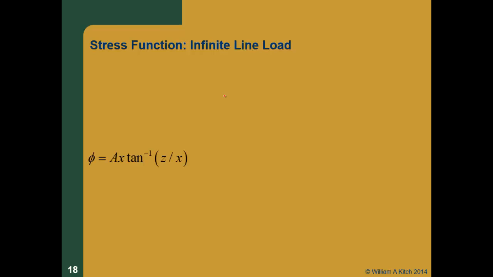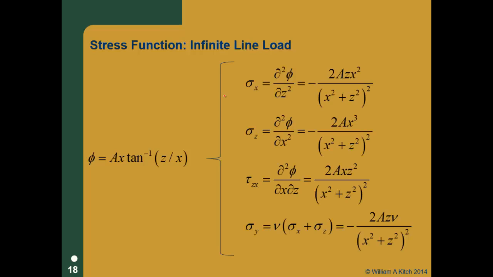So, when we were out consuming large amounts of adult beverages one night, it suddenly dawned on us that if we picked phi equal to a times x times the inverse tangent of z over x, that would probably satisfy those equations. Right? So that's what mathematicians are good for. This is why you should have a good mathematician to drink beer with.